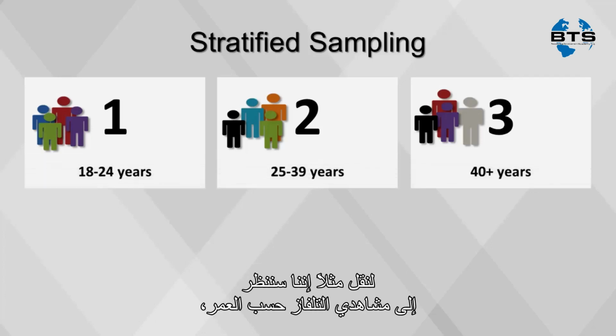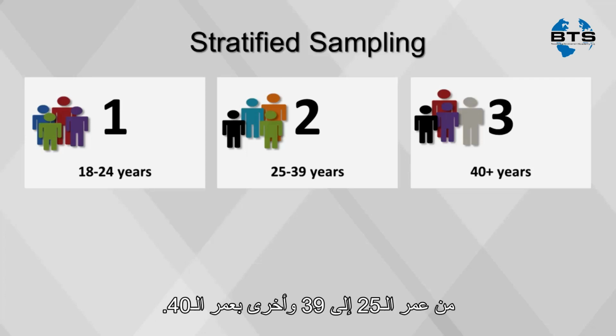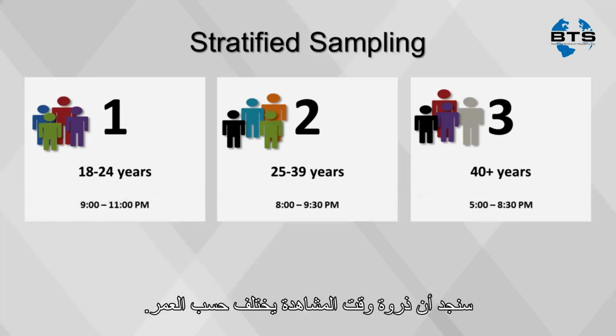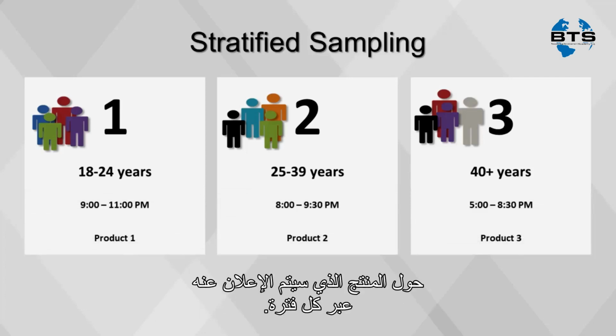For example, let's say we're looking at our television viewers by age group. We have three strata, 18 to 24, 25 to 39, and 40 plus. We find that their peak viewing times vary based on age. Thus, we can make better decisions about which product to advertise during which time period.